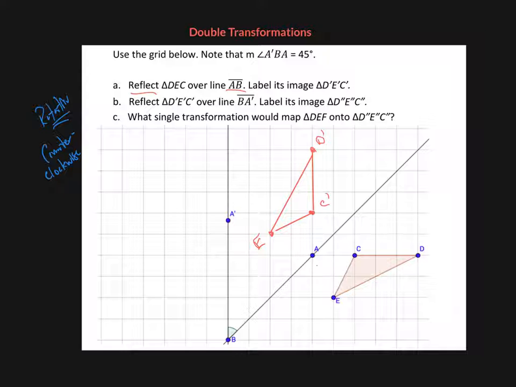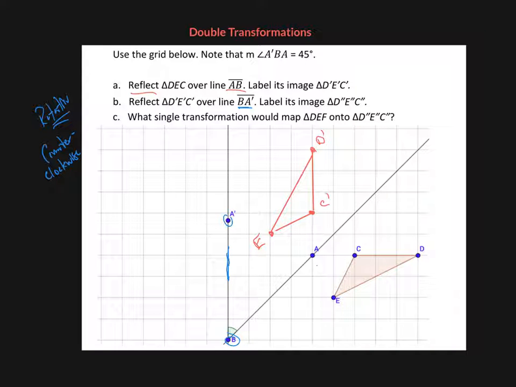So I've just neatened up my picture so that it's not confusing for you to follow, but using a straight edge is a good idea as well. All right, and now we're going to reflect across line BA prime. So here's B and A prime, so we're talking about this line right here.